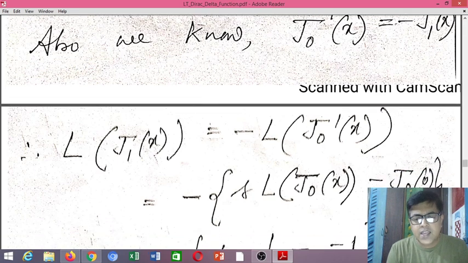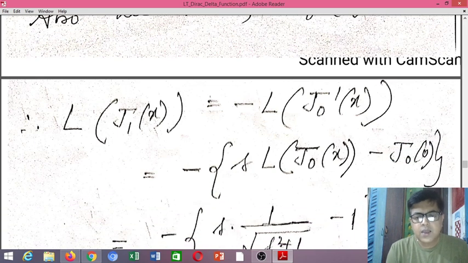So L of J0'(x), from the definition of the Laplace transform of a derivative, is s times L of J0(x) minus J0(0). If you remember, L of f'(t) was s f bar(s) minus f(0). So a very similar thing. So L of J0'(x) will be s L of J0(x) minus J0(0), right?